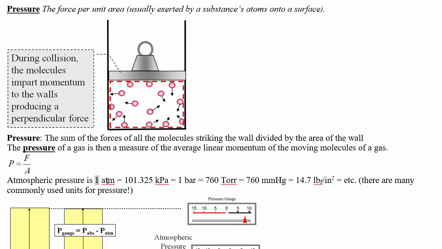Atmospheric pressure is about 1 atmosphere. That's a pretty convenient unit, but it's not SI. In SI, it would be 101.325 kilopascals, which is close to 1 bar or 1 barometric pressure, similar to an atmosphere. 760 torr, similar to millimeters of mercury, or 14.7 pounds-force per square inch if you're a ridiculous person.